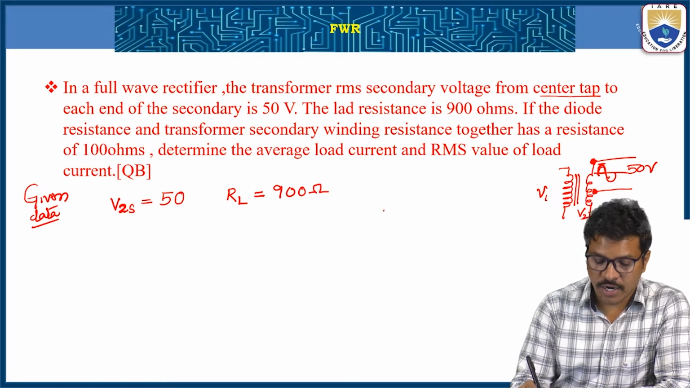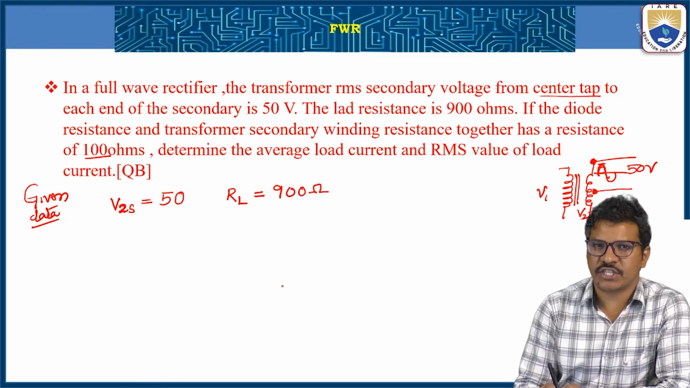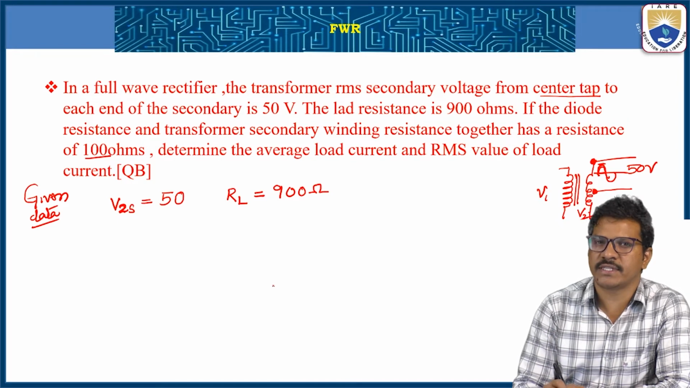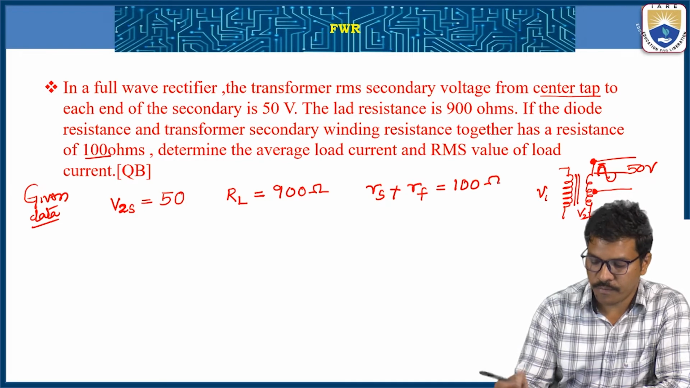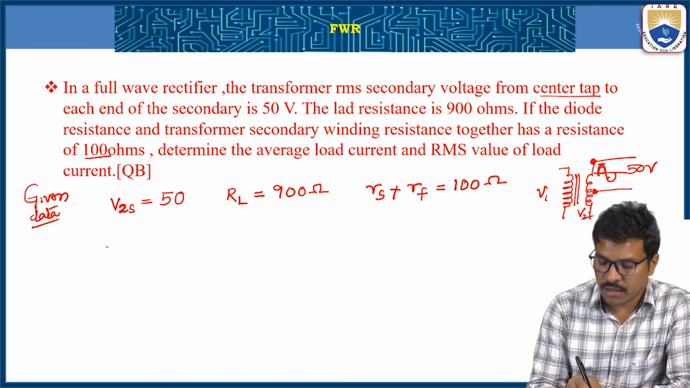The diode, the diode resistance, and the transformer secondary winding resistance together have a resistance of 100 ohm. So it is mentioned that it is not an ideal diode and not an ideal secondary coil. It has some resistance, which can be considered the secondary coil resistance and forward resistance together, given as 100 ohm.